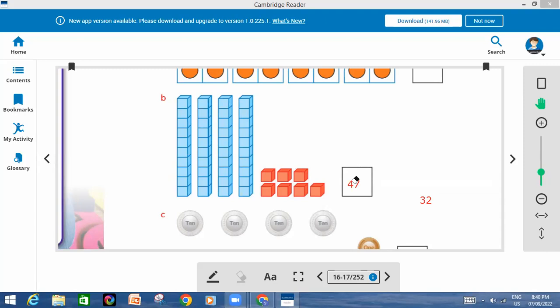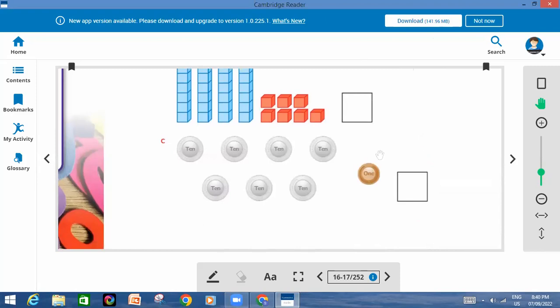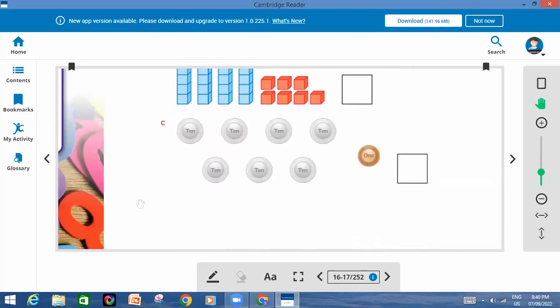Moving on to the question number C. Question number C, we have some coins of tens and ones. So we are going to count them: 10, 20, 30, 40, 50, 60, 70. So we have 70, that is 7 tens, and only one coin. So we are going to say it is 71. 1 is in ones and 7 tens. Okay. Moving on to the next page.